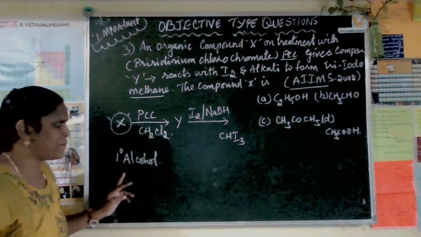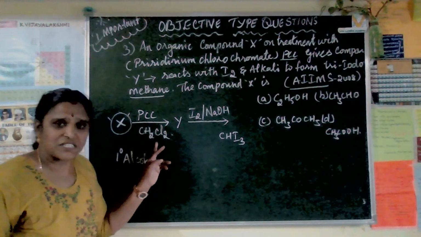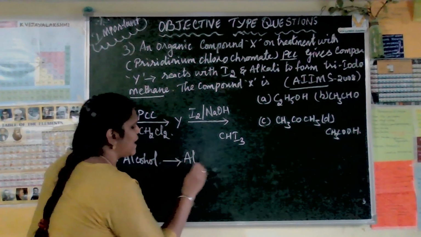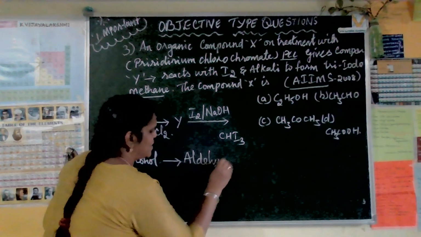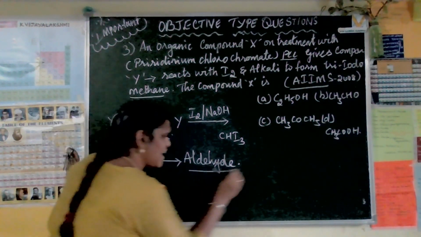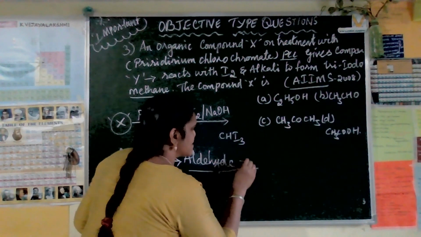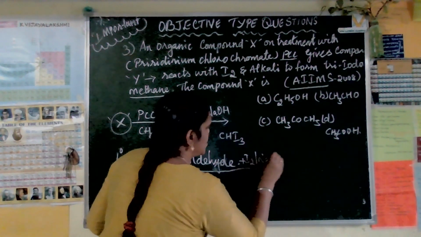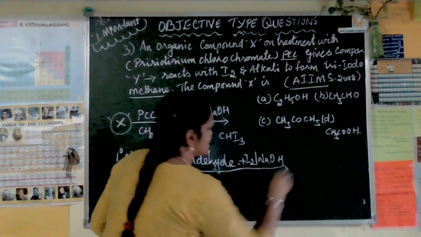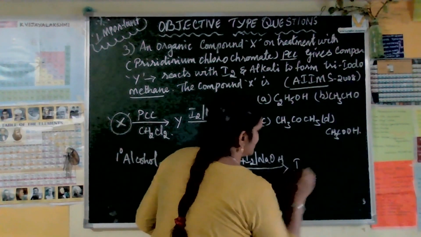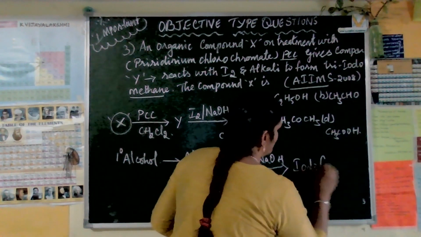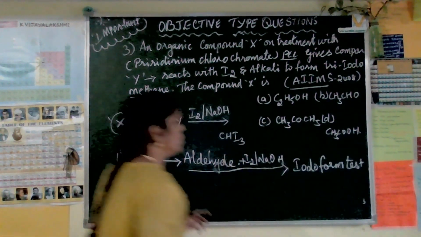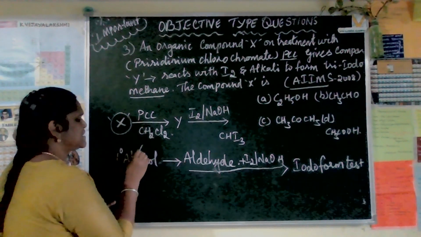Why? Because primary alcohol undergoes oxidation with PCC. You are getting aldehyde. This aldehyde only reacts with iodine and alkali, NaOH. You are getting the iodoform test. Okay, so here that means X is an alcohol.